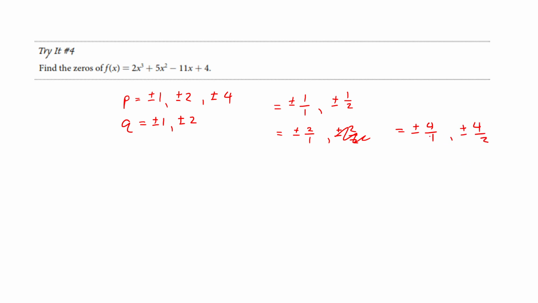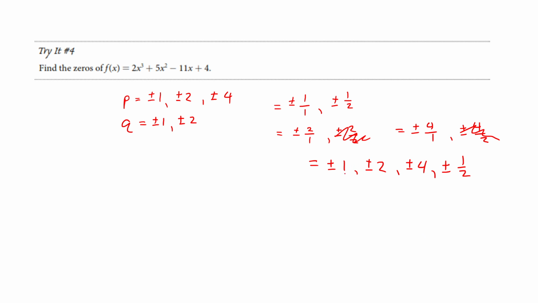Okay, now here's another repeat, plus or minus 4 over 2. So I've just gone through all the combinations, but this is also the same as 2. So my options are plus or minus 1, plus or minus 2, plus or minus 4, and plus or minus 1/2.